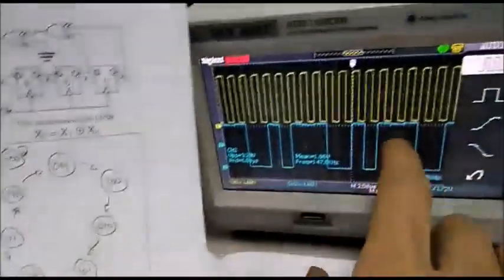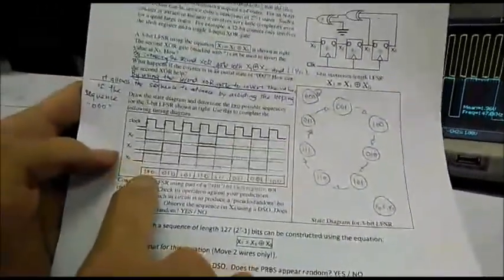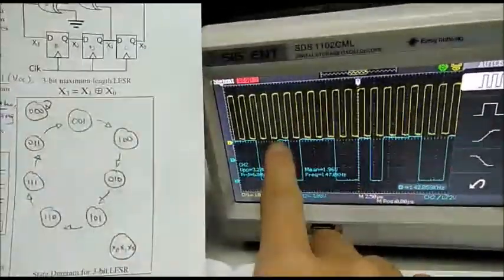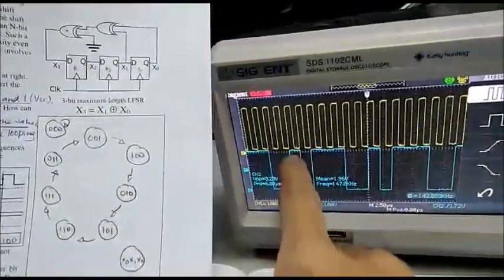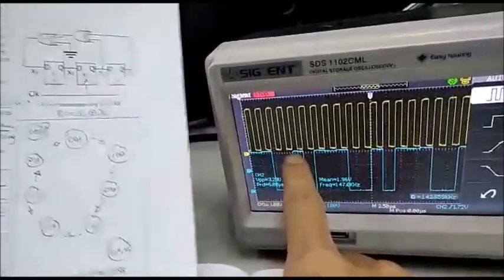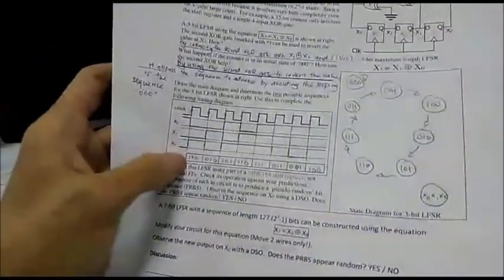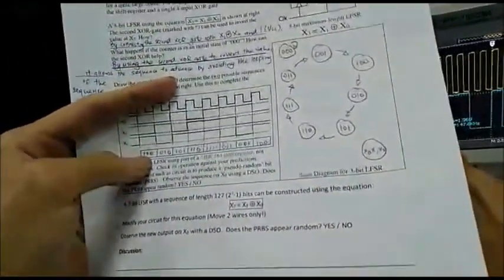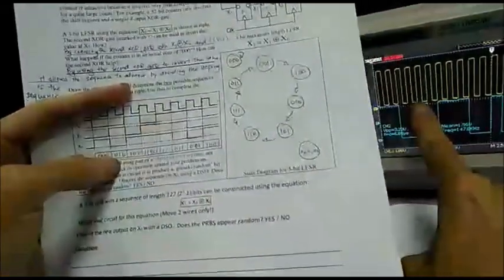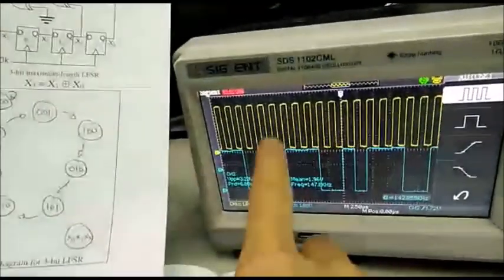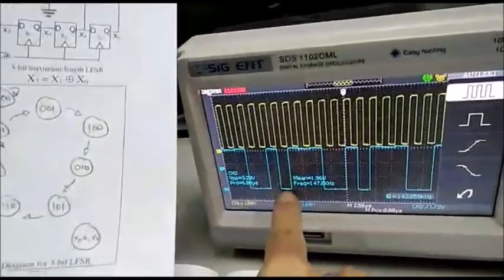As we connected X0 to the oscilloscope, we can observe the behavior of X0 compared to the clock. As you can see here, let's start here. This is one clock cycle, and X0 is 1. So we'll be starting here, the first bit is 1. After that, we move on to 0. For the next clock cycle, it goes down to 0.